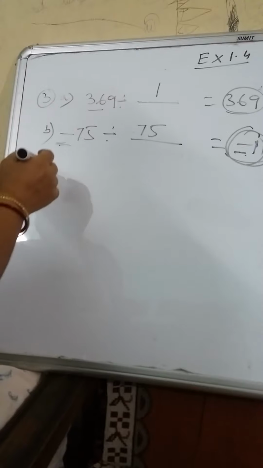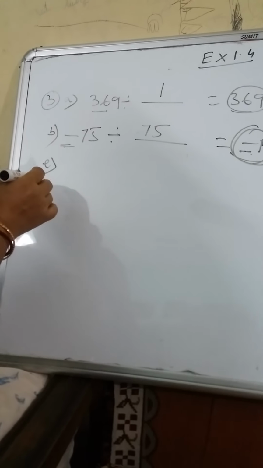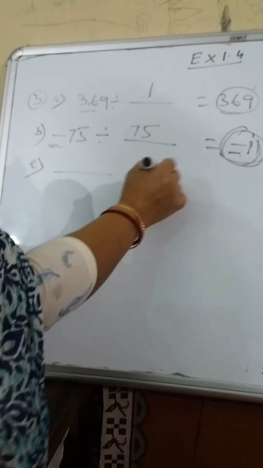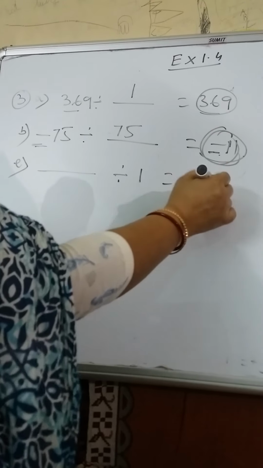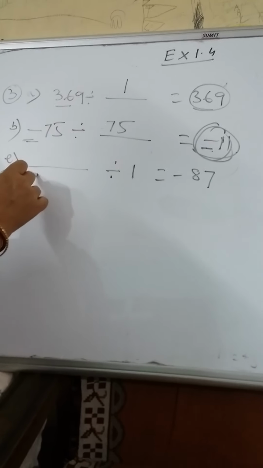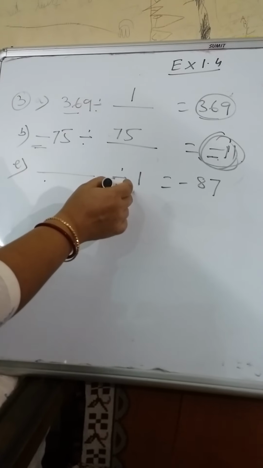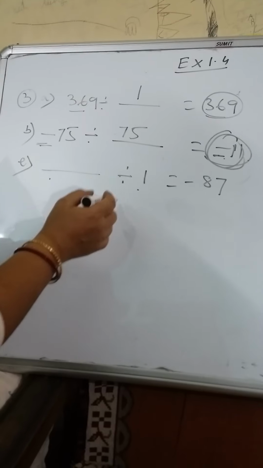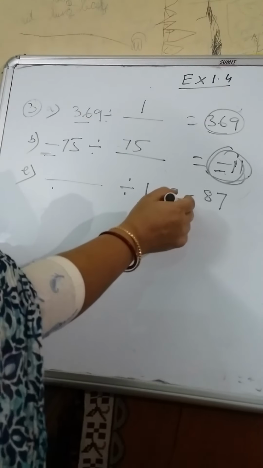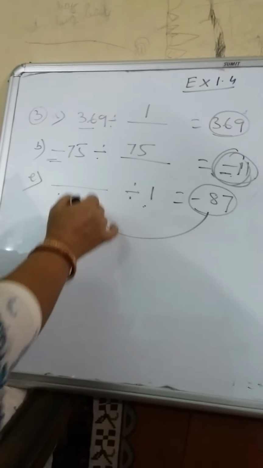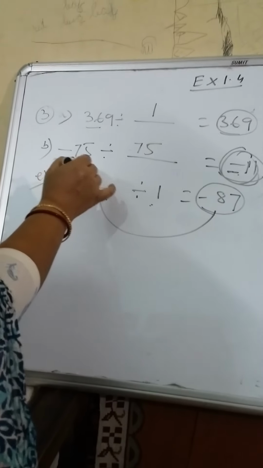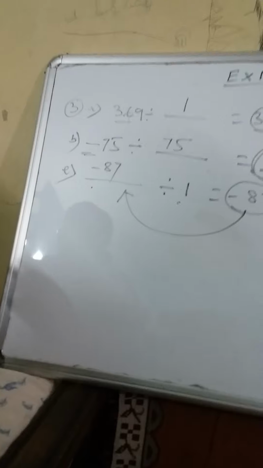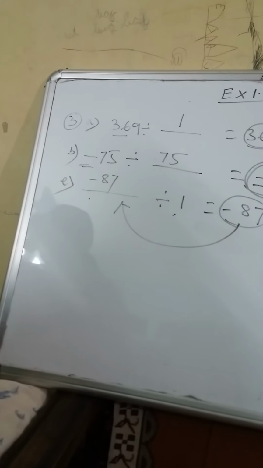Next is question number e: a blank divided by 1 equals minus 87. Here the dividend is missing and you are dividing it by 1. If you remember, whenever we divide a number by 1, you get the same number. That means the missing number should be minus 87. Same way we complete all the others. Thank you.